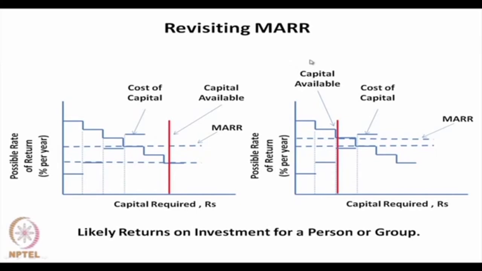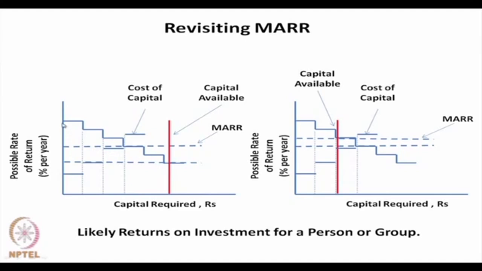But before we do that, we would like to revisit the concepts underlying minimum attractive rate of return, which is also known as MARR. First of all, let us understand that an investor may have a certain amount of money with him. This is indicated by the red line. Suppose that this is the amount of capital the investor has, and he is interested to invest in certain projects. So, naturally he would like to invest in a project which is likely to give him the highest return. Suppose that these are different projects, project 1, 2, 3, 4, 5, 6 and so on. Let us say that these projects give different estimated rates of return.